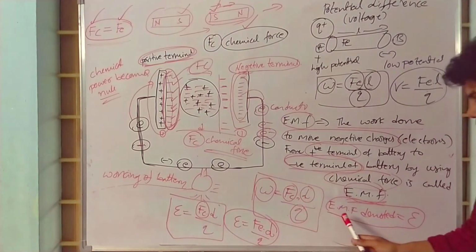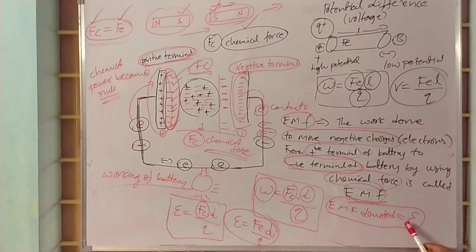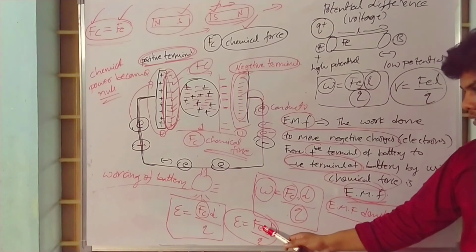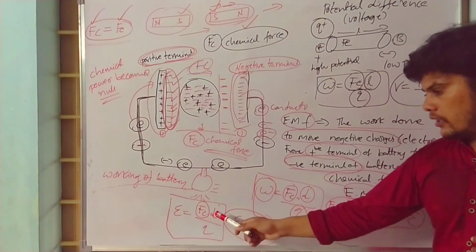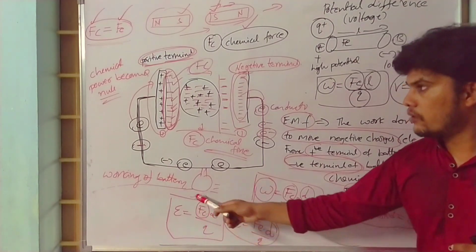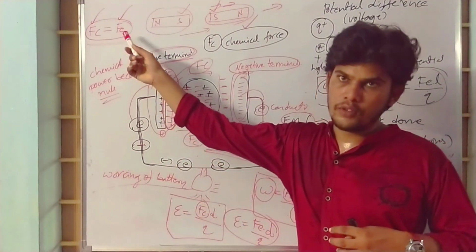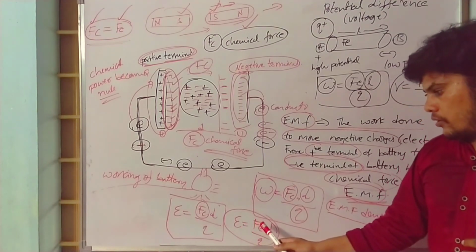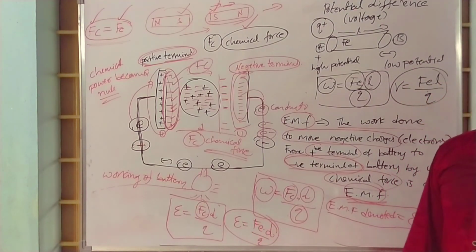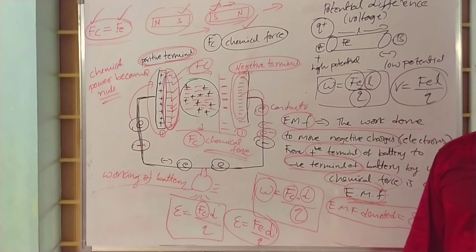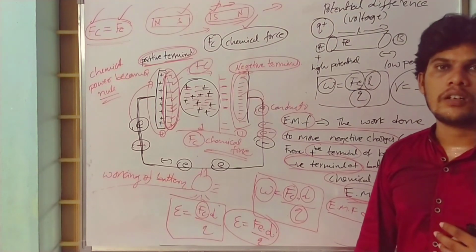So the electromotive force is denoted with epsilon. Epsilon equal to Fc d by Q. You know already Fc equals Fe. So epsilon equal to Fe into d by Q. It is the formula of electromotive force. I hope you understand. In the next video I am going to tell about what is drift.